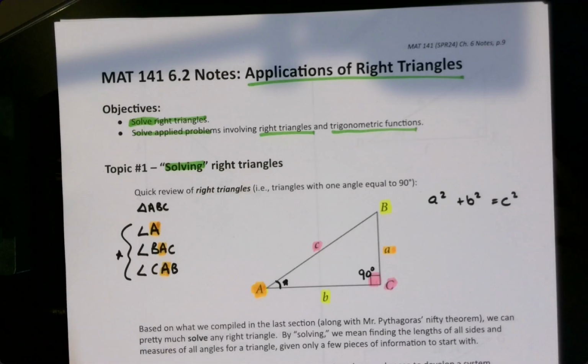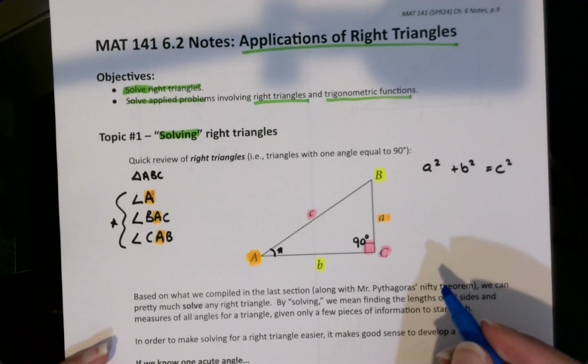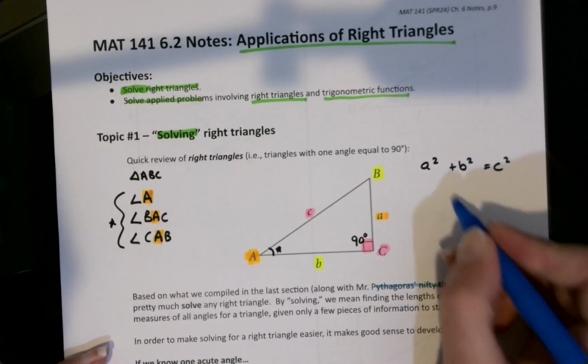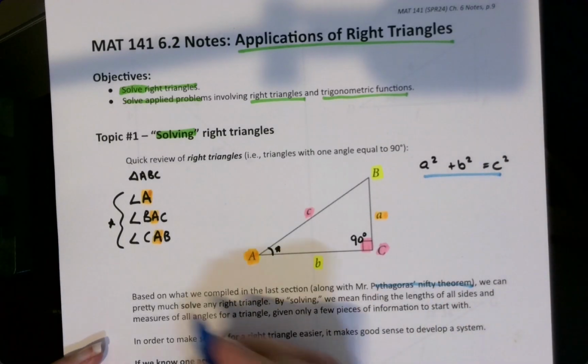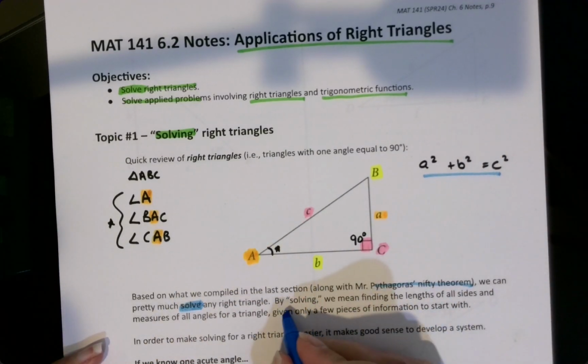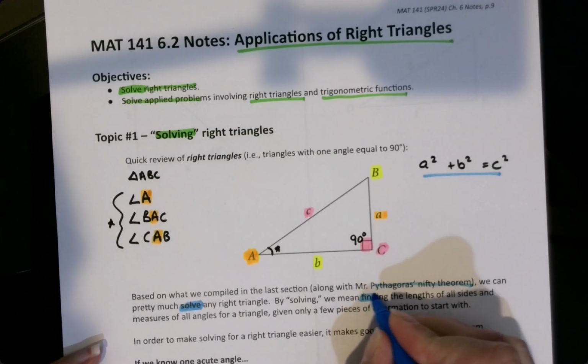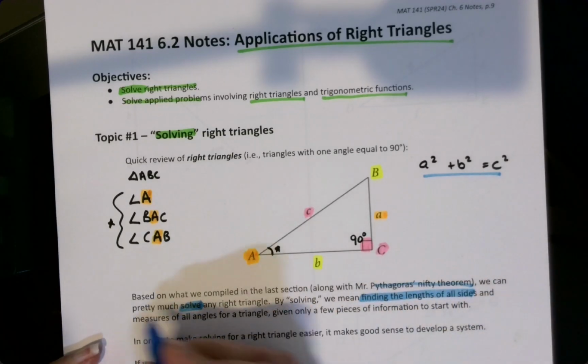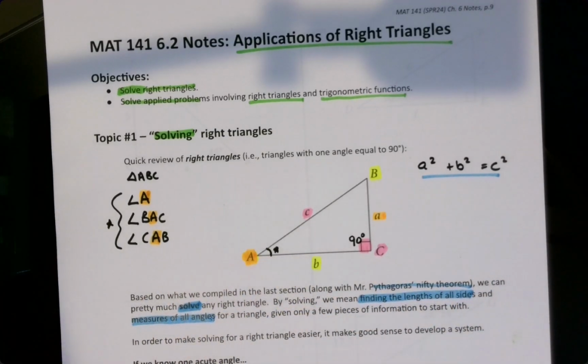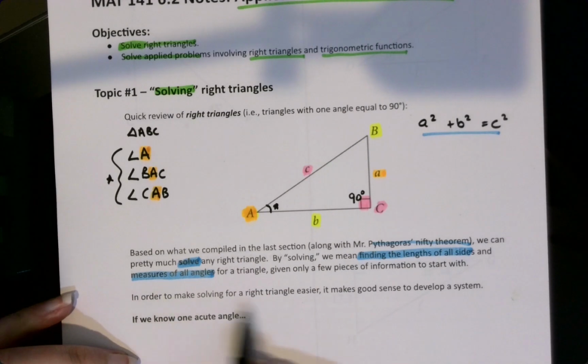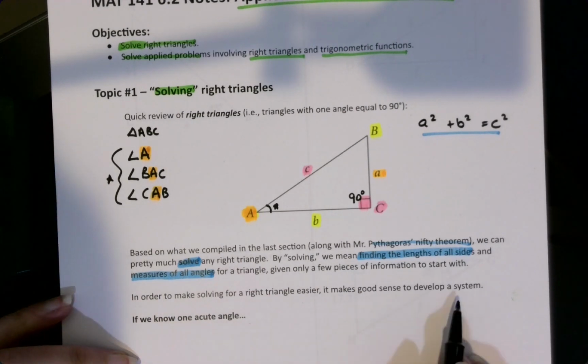Now, looking at the next part, we are going to be able to use the Pythagorean theorem, as mentioned up here, to help us solve the triangles. We're going to solve our triangles, and by solving, that means finding the lengths of all sides and the measures of all angles, given only a few pieces of information to start with. So, in order to make solving the triangle easier, it makes good sense to develop a system.